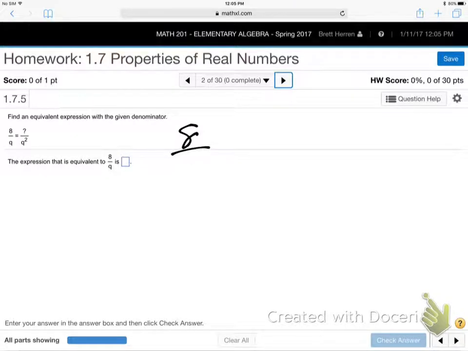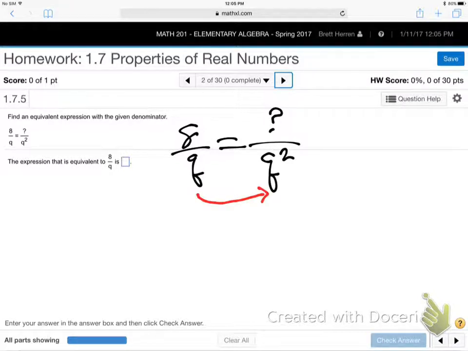So it says 8q equals what over q squared? So what you want to do is look and say, okay, what was done to the bottom? And I'm going to do the same thing to the top. What was done there that makes q into q squared? Well, I know you might think about squaring, but think about multiplying. You're right, they squared it, but they did it by multiplying something. What did they multiply the bottom by to make q into q squared?